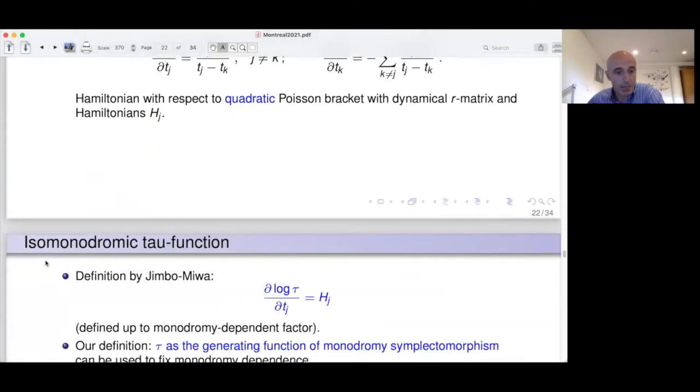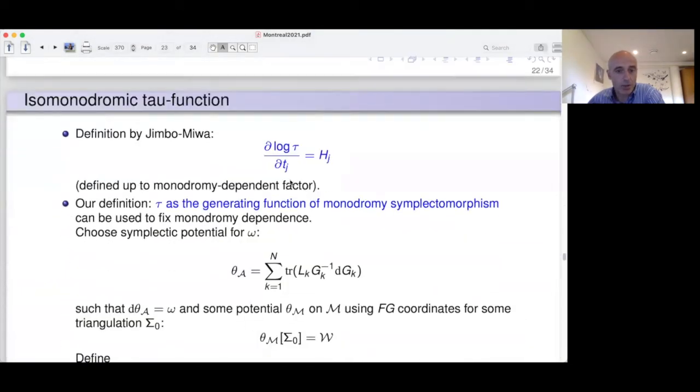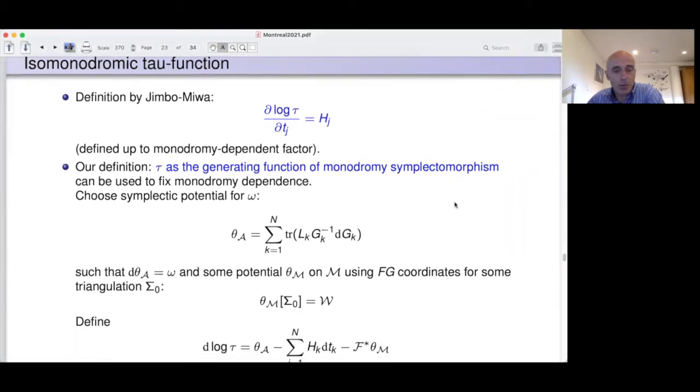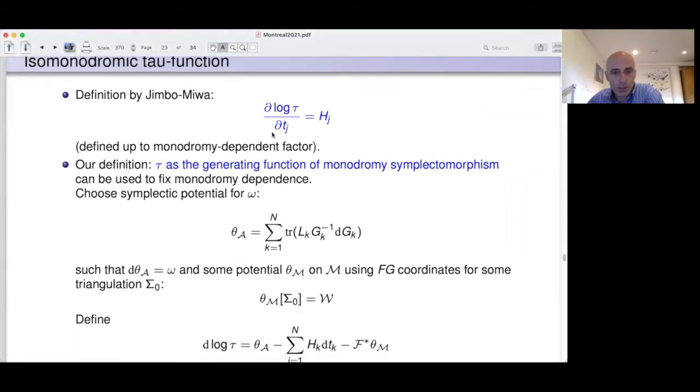Okay, so let's get back to the tau function. Originally, the definition of the tau function was like that: d log tau, but dt_j is h. But our definition is, well, our goal is to say how tau depends on monodromies. For that, we do the following.